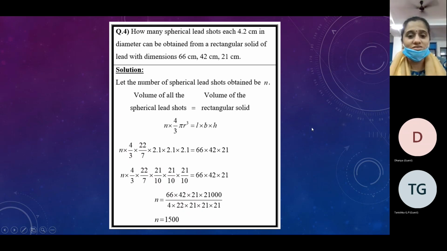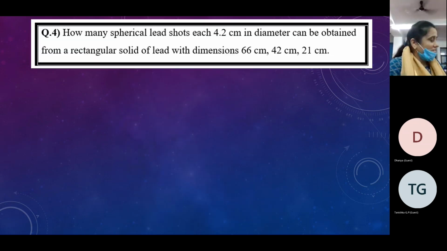And the answer is 1,500. Calculation. Yeah, check. The answer is 1,500. See if you're getting. 4/3 pi r square is... Oh, I missed 121 by 10.